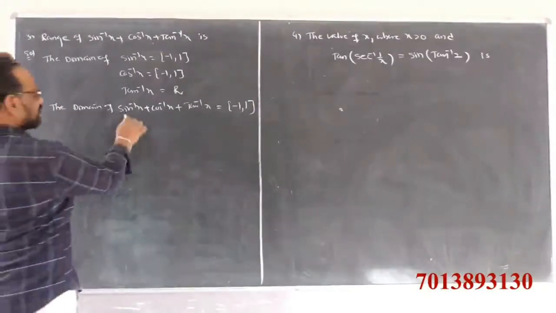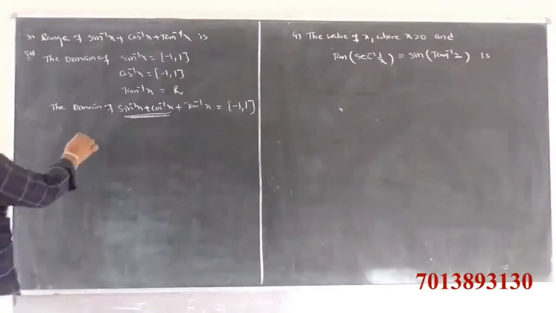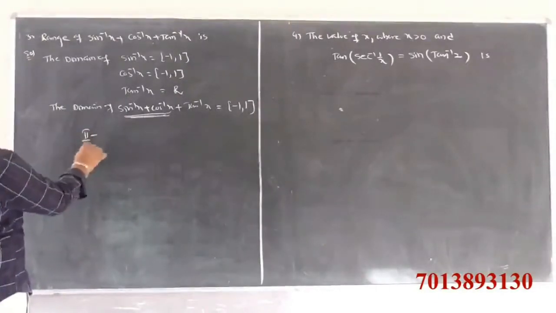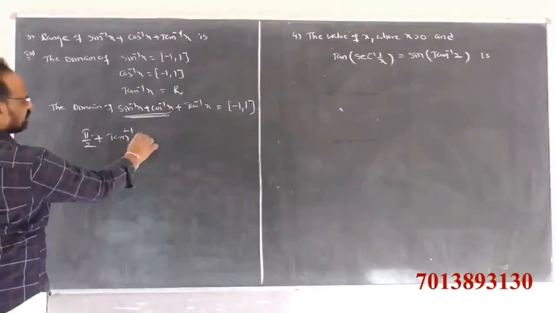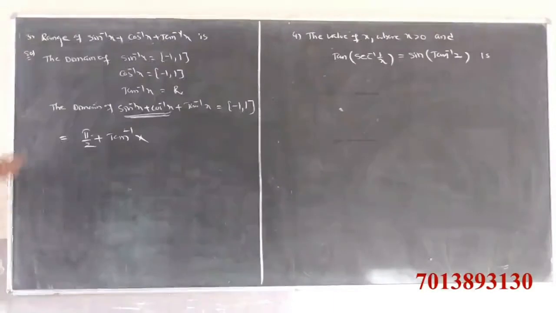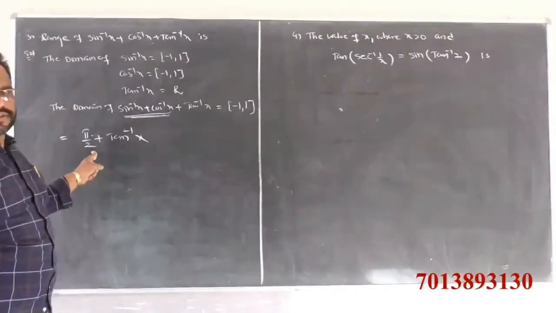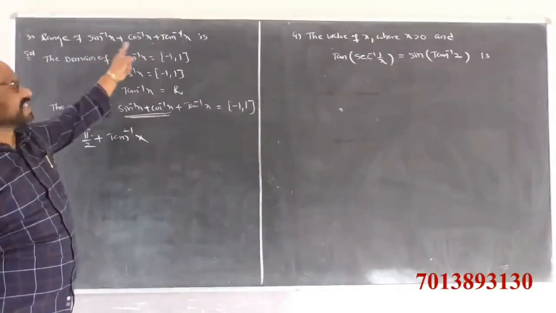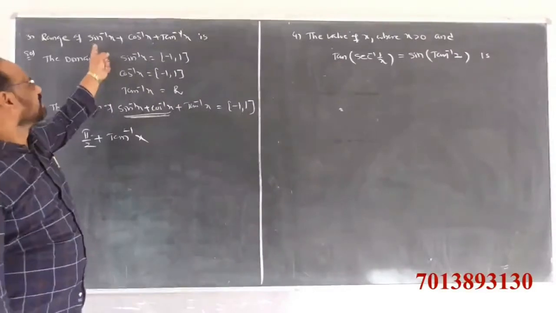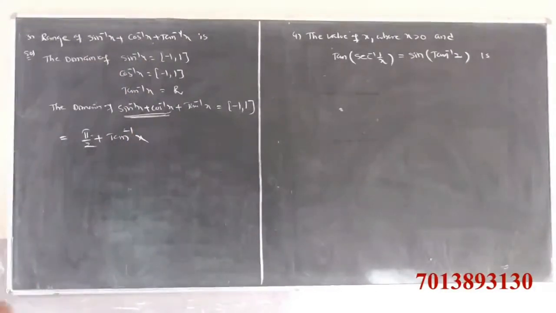Already we know the inverse trigonometric property: sin inverse x plus cos inverse x value is pi by 2. So the function becomes pi by 2 plus tan inverse x. So we want the range of this function.